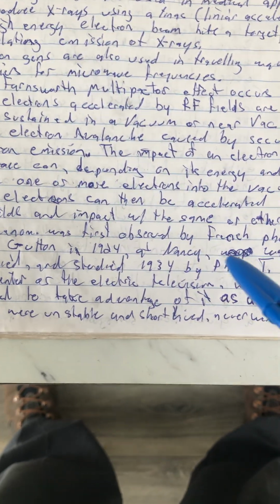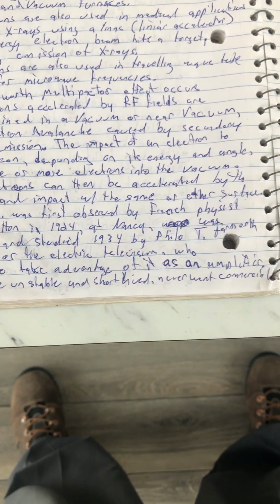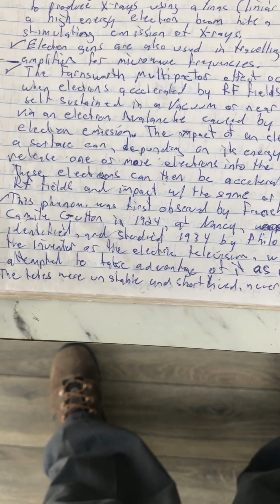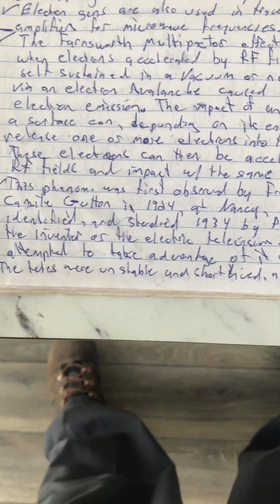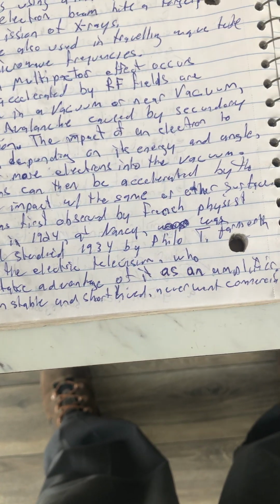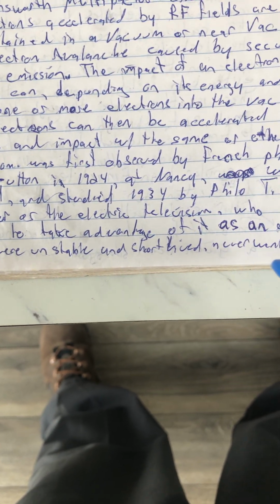This phenomenon was first observed by French physicist Camille Gutton in 1924 at Nancy, and was identified and studied in 1934 by Philo T. Farnsworth, the inventor of the electric television, who attempted to take advantage of it as an amplifier. The tubes were unstable and short-lived and never went commercial.